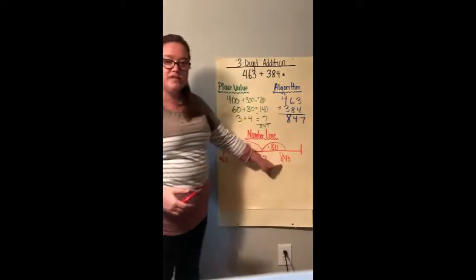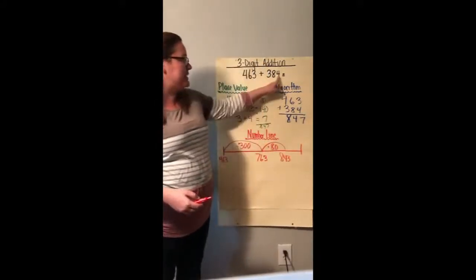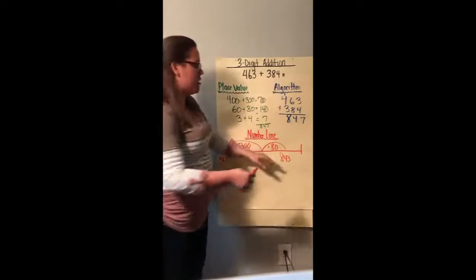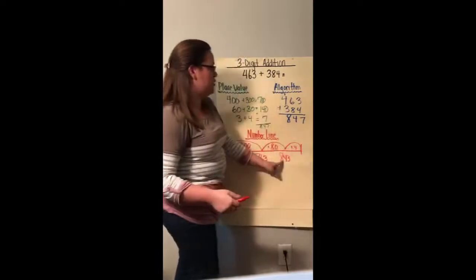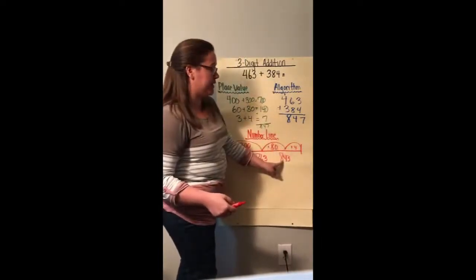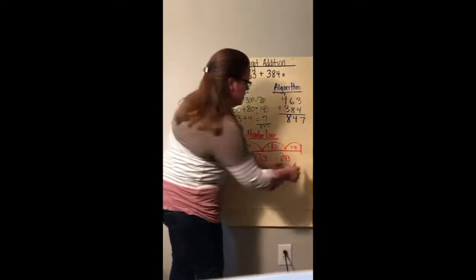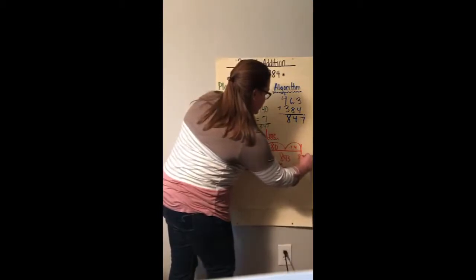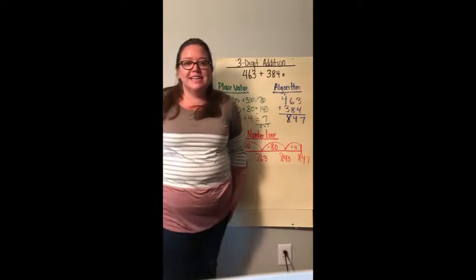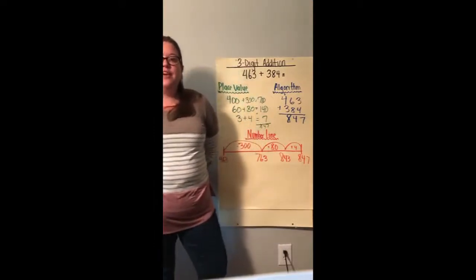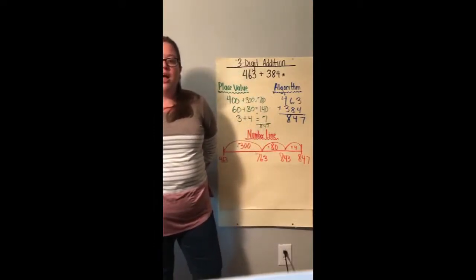So now I'm at 843, and my final step is to add the ones spot, and I have 4 of them. So I make one more jump of 4. So 843 plus 4 is 847. So remember to refer back to this video when you are solving your addition problems. This will help you solve using place value, algorithm, and number line.